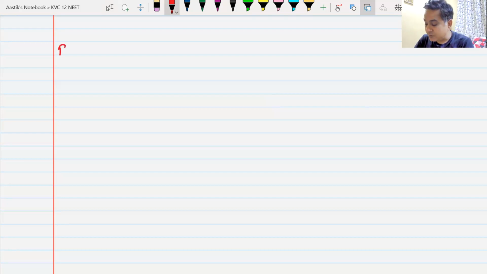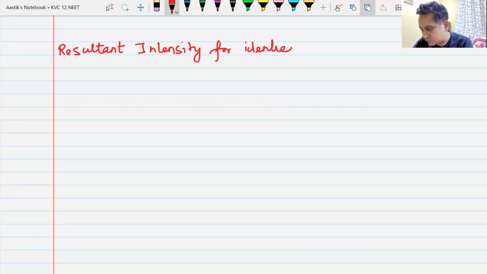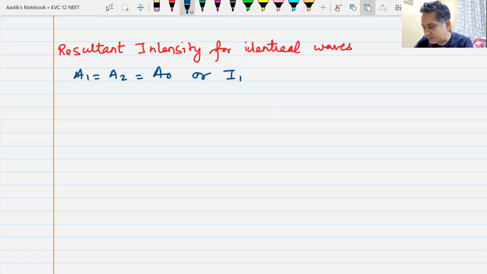The next heading that I'm going to do is again very exam centric, so please be very careful. Result and intensity for identical waves. When I say identical waves, what I mean is my A1 is equal to A2 is equal to A0, or I can say my intensity I1 is equal to I2 is equal to I0.